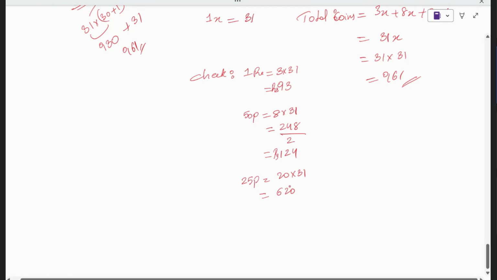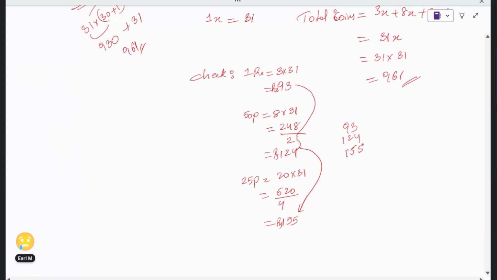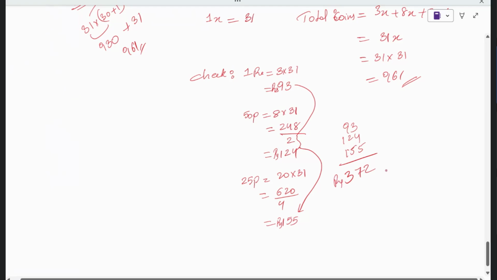But again, 25 paise though, 4 coins will give us 1 rupee, or no? So do we need to divide by 4, or no? Then 4 times 1 is 4, 4 times 5 is 20. Plus this one and this one. That means 93, 124, and 155, or no? Total will give us what? 372, or no? Are we getting the value, or no? That's how we will check.